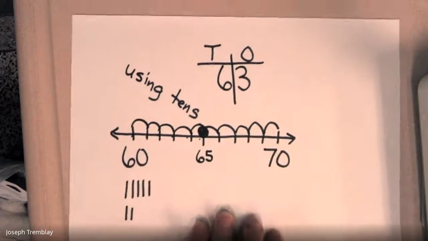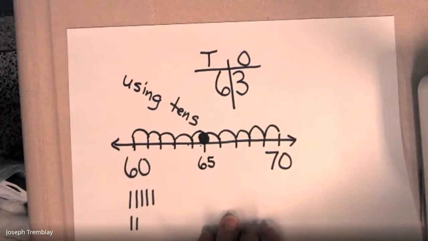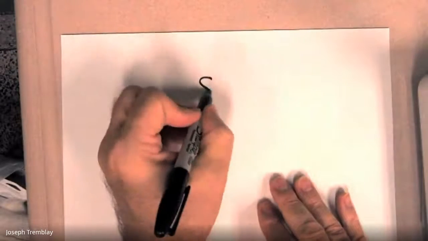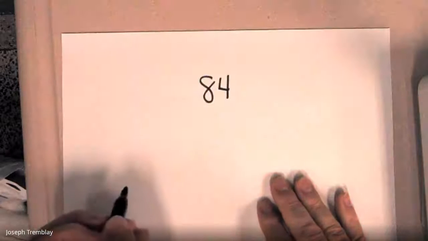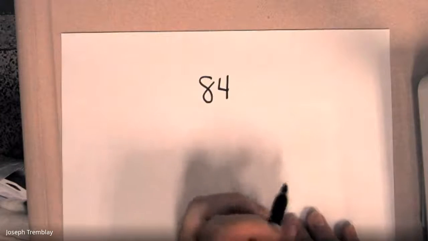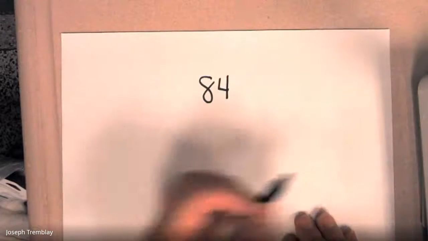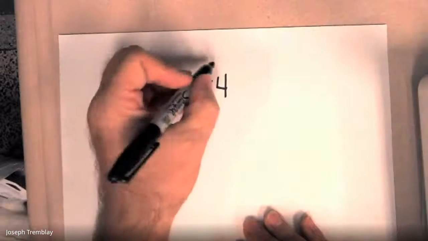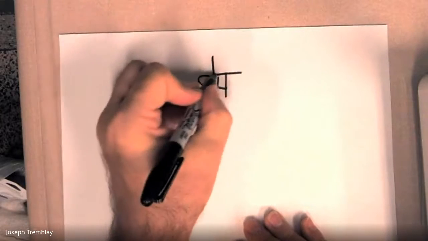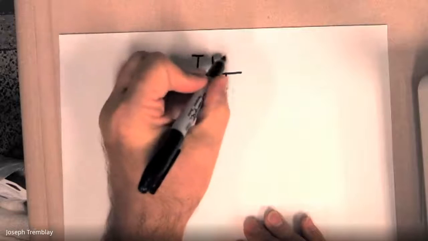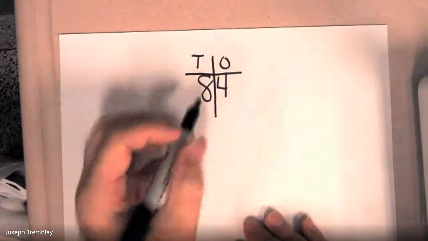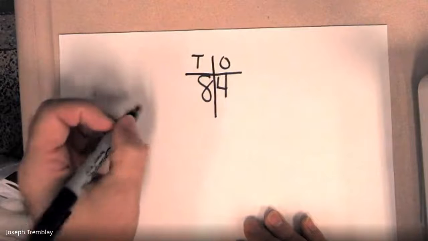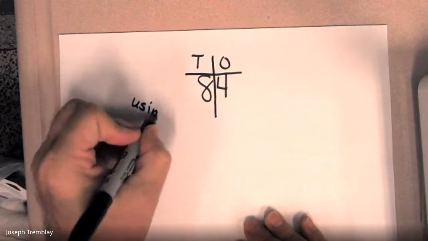Let's try it again with another number, a bigger one. Let's try it with 84. We're going to start by figuring out our benchmark numbers. I'm going to put my place value up here again. I've got my tens and my ones, and I'm going to be using 84. And I'm going to be using the tens. I need to know that in the directions.